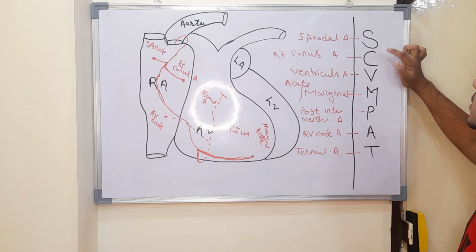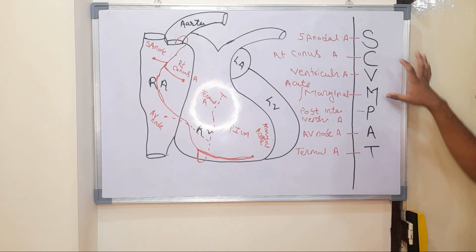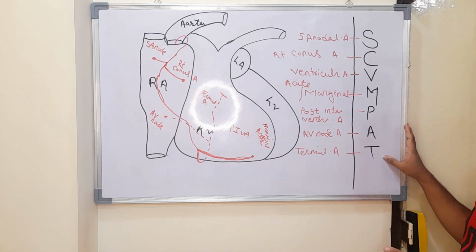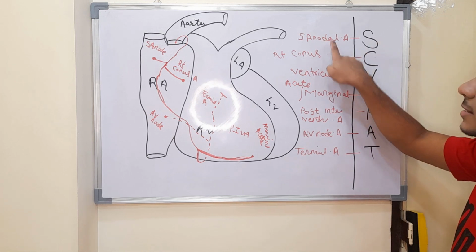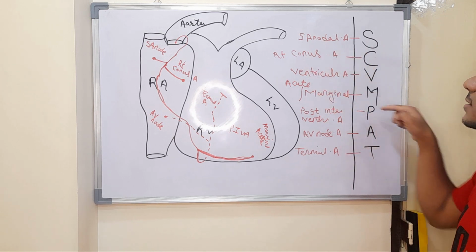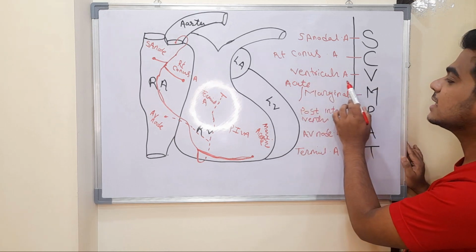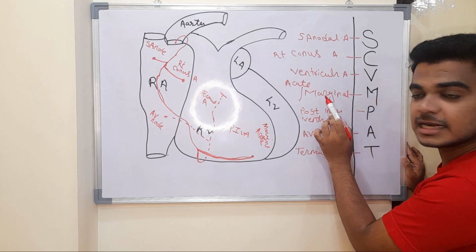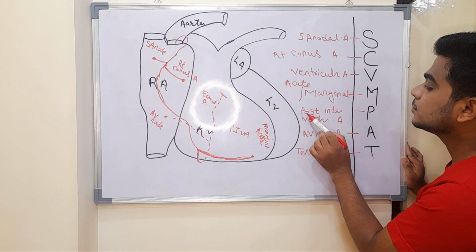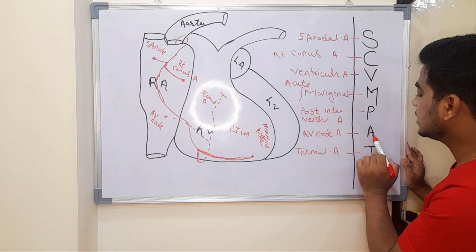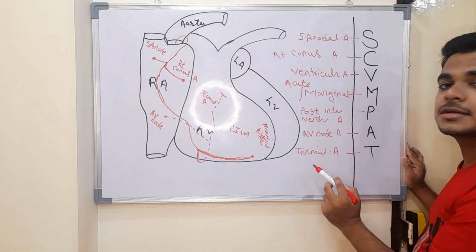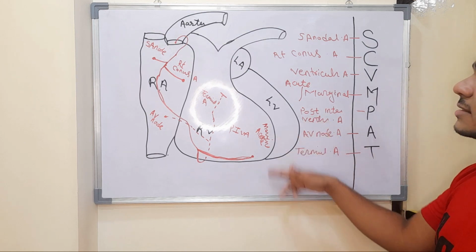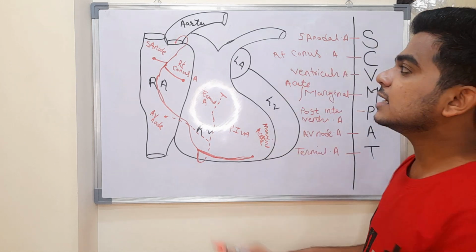"Sun comes very morning, people are traveling." So S stands for SA nodal artery, C stands for conus artery, V stands for ventricular artery, M stands for marginal artery, P stands for posterior interventricular artery, A stands for AV nodal artery, and T stands for terminal artery. So that is about the right coronary artery.